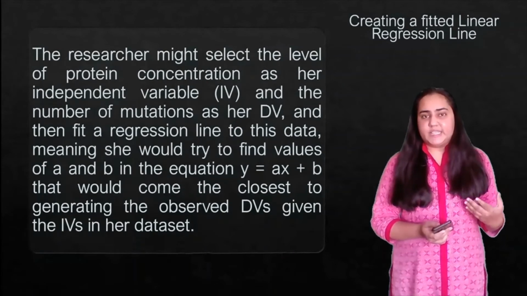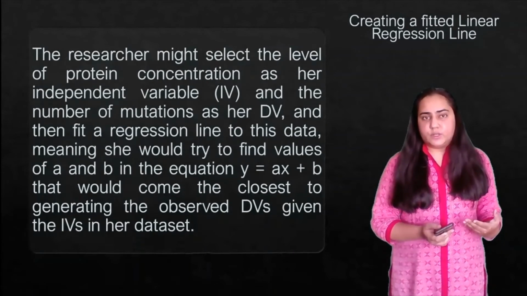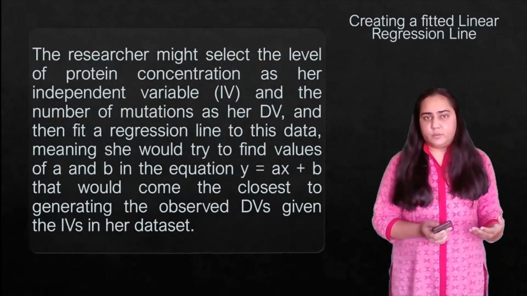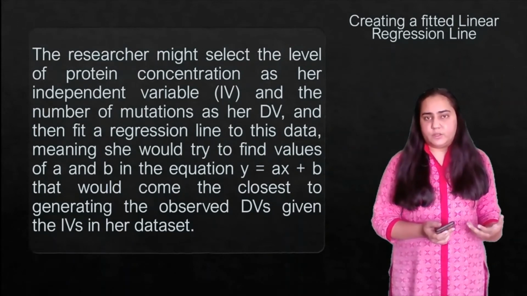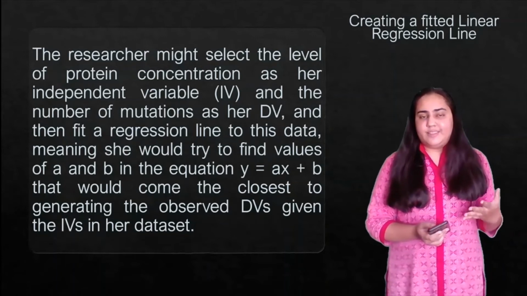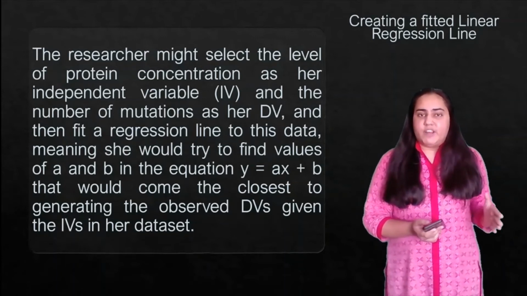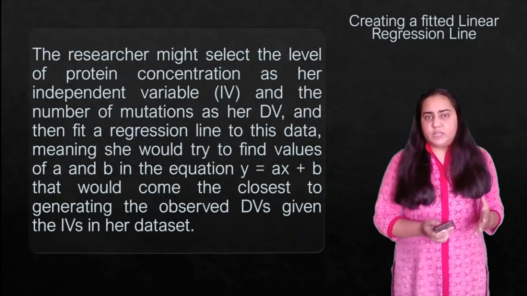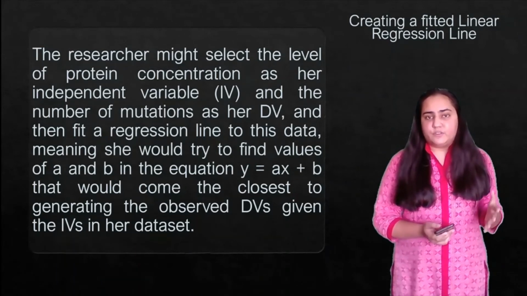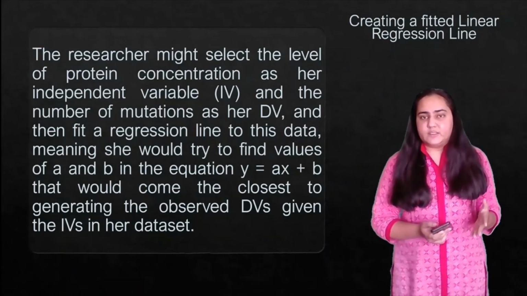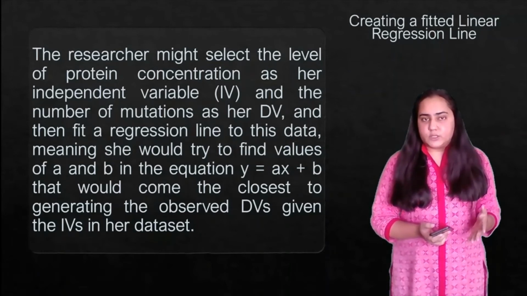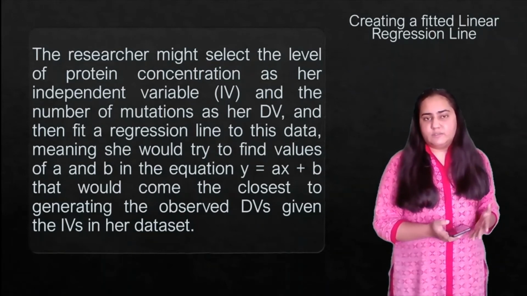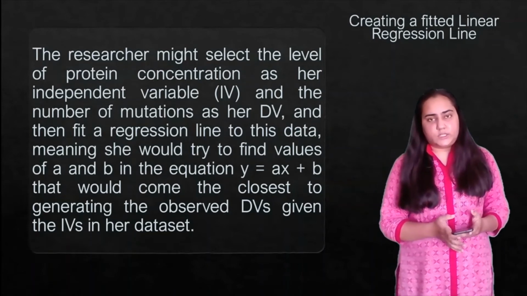Now the researcher might select the level of protein concentration as the independent variable and number of mutations as her dependent variable, or DV. And then try to fit a regression line to this data, meaning she would try to find values of A and B in the equation y = ax + b that would come the closest to generating the observed DVs given the IVs in her dataset.